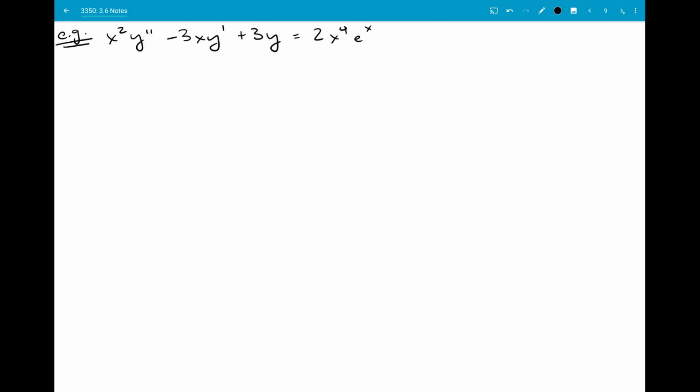All right, so next up we're solving this equation right here, x squared y double prime minus 3xy prime plus 3y equal to 2x to the fourth e to the x. And what I'm going to do is first explain how we think about this problem and set the stage for the work that we'll do on it, because it's the type of problem that you learn how to solve in a different section, but it uses tools from this section.